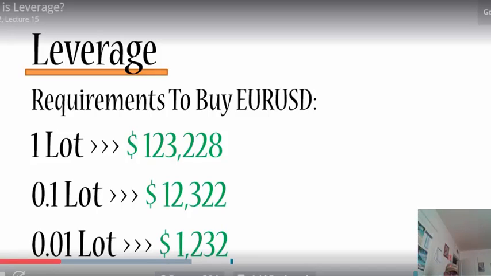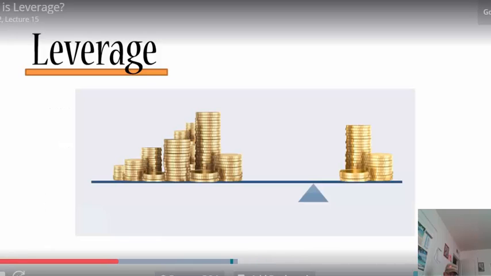And what happens if we can't afford to have an account of that size, or we're just not ready yet? We're practicing and we don't want to invest that much money into the forex market. How do we trade then? Well, this is where leverage comes into play.